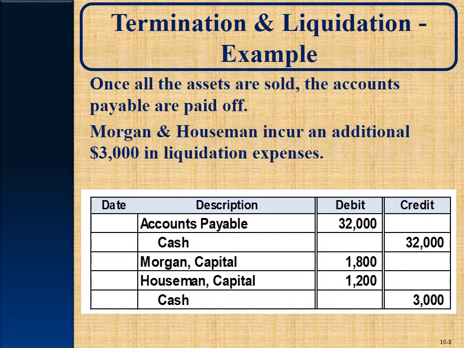Now, the next thing is that all the liabilities are paid off with the cash from the business. So we debit accounts payable and credit cash. Any additional expenses in liquidation are directly debited to the capital accounts of the partners, just like before, according to the profit and loss ratio. So 60% goes to Morgan, 40% to Hausman. And then cash is credited. So we're not using any revenue, expense, loss, or gain accounts anymore.